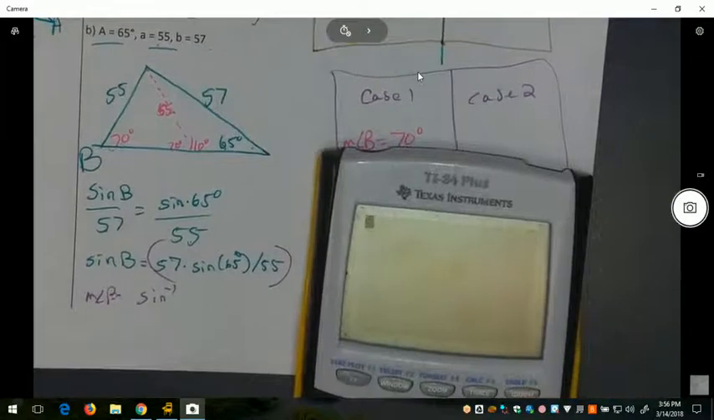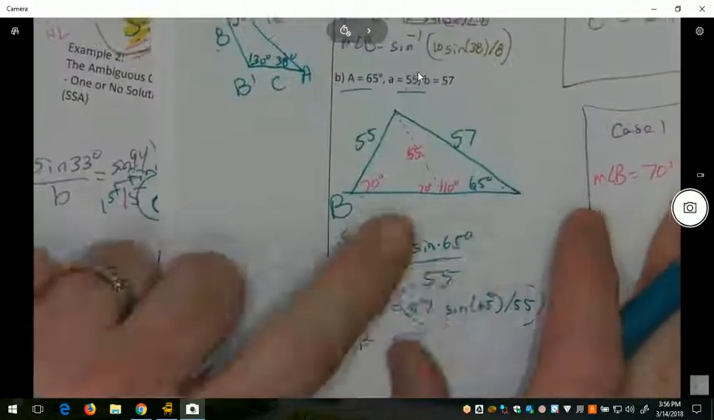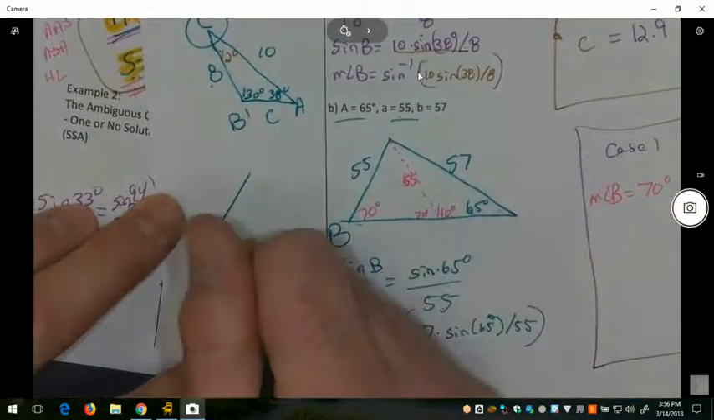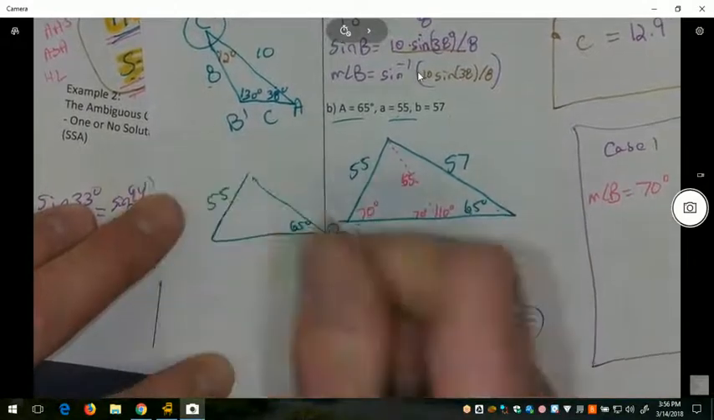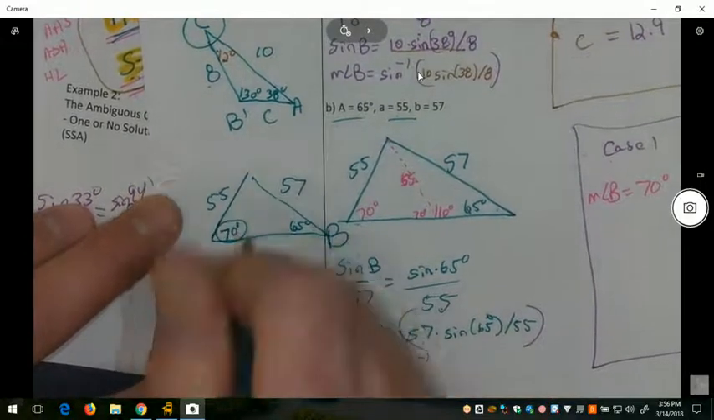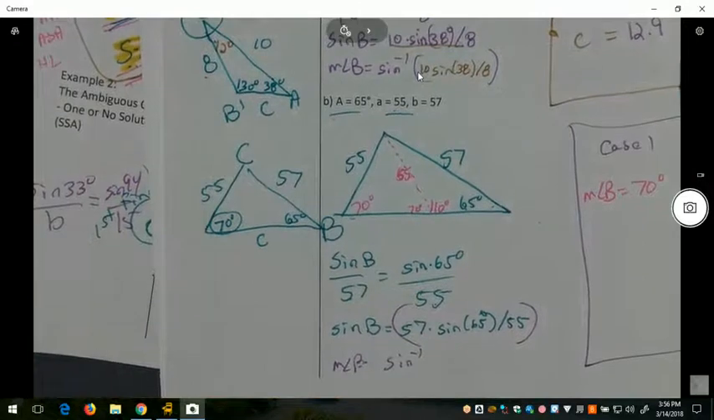Let's see if that'll even work out. So here's what I'm going to do. I'm going to redraw this blue triangle as one of the things I'm solving. That's my case 1. So in that triangle, I have 65 degrees, I have 45 that was given, 57 that was given. We just found 70 degrees. We're going to have to find angle C and side C.